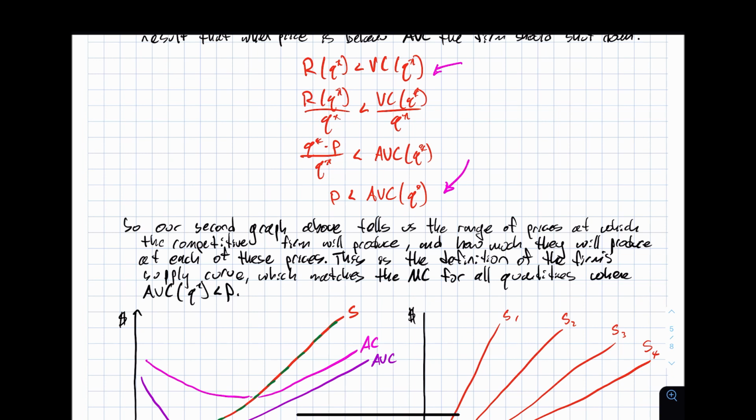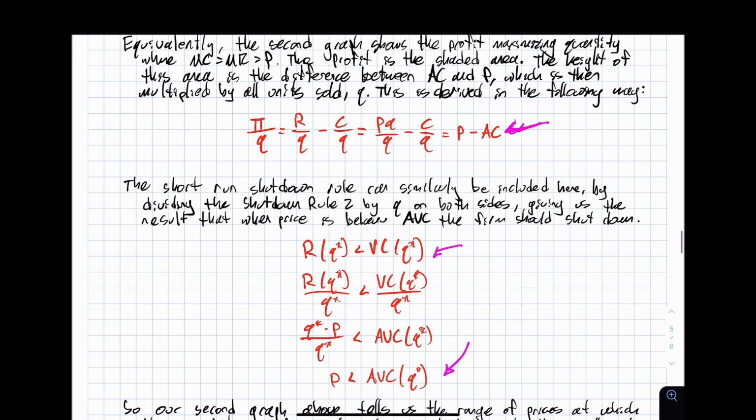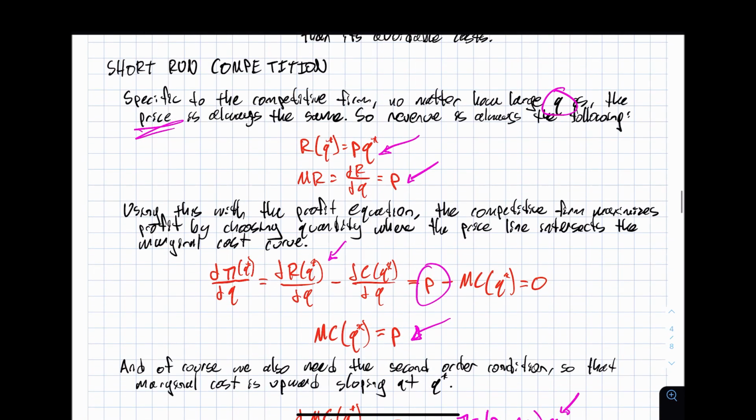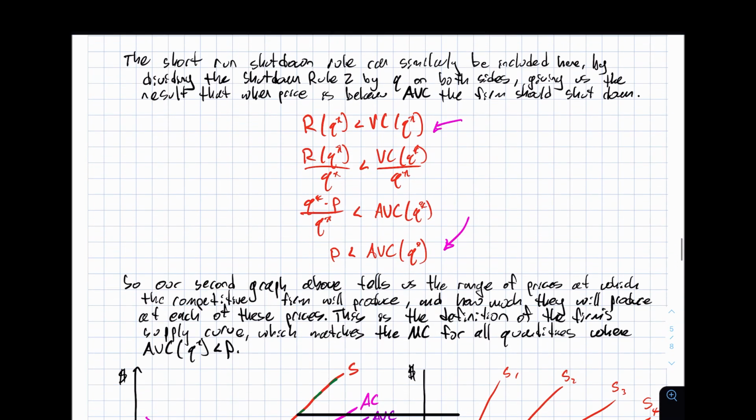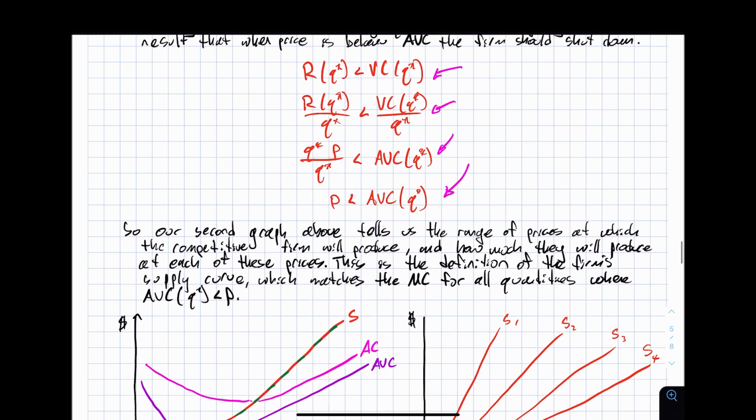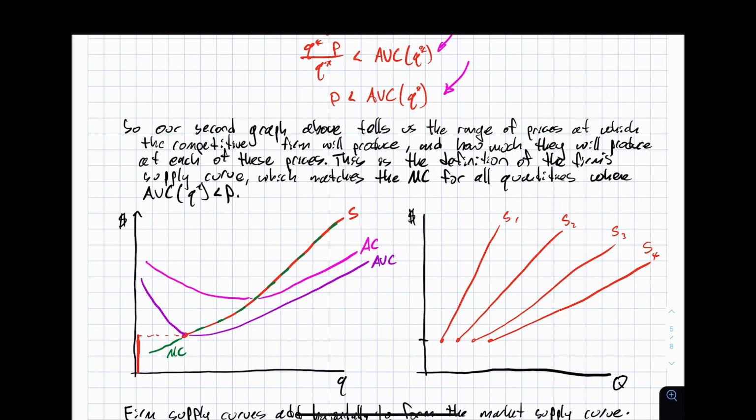We take revenue less than variable cost, which was our shutdown rule 2. Shutdown rule 2 here. We divide both sides by Q. We rearrange this. So variable cost over Q is average variable cost. And this is quantity times price, which is our revenue, divided by Q, just gives us P. So whenever price is below average variable cost, that's when we should shut down.